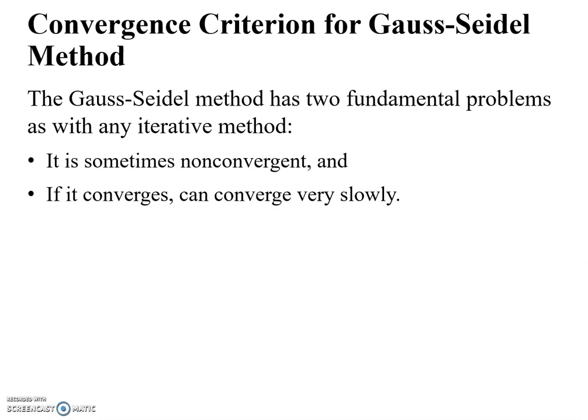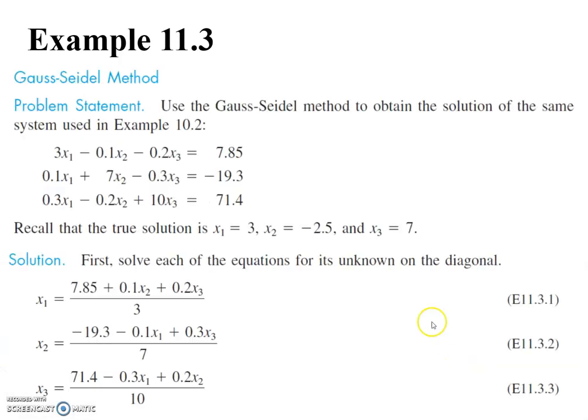Let's see this with the help of one example. The example is for the Gauss-Seidel method. Suppose we have this set of equations, and we want to solve it with an iterative method. First of all, we will write these equations in terms of x1, x2, and x3. If we want to write it in terms of x1, this equation will be written like this, because 0.1 x2 and 0.2 x3 will go to the other side and add with 7.85, and then it will be divided by 3. Similarly, this will be x2 and x3.